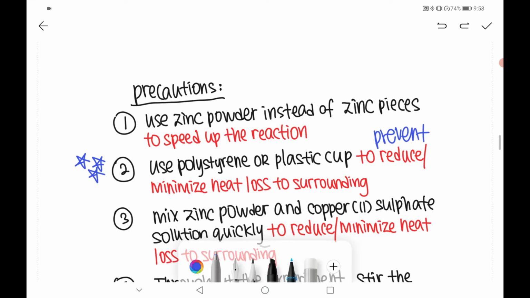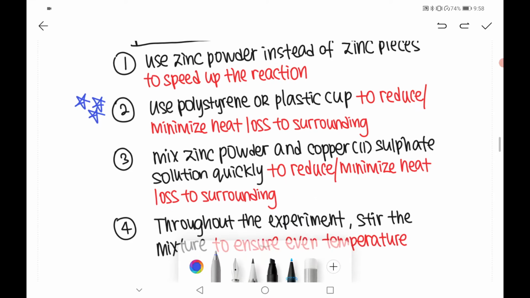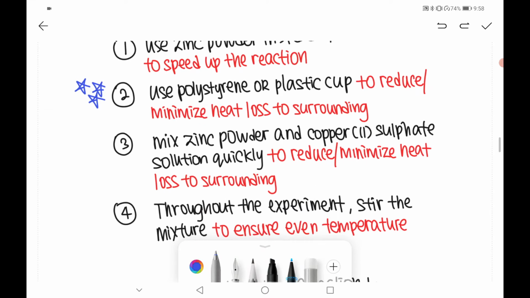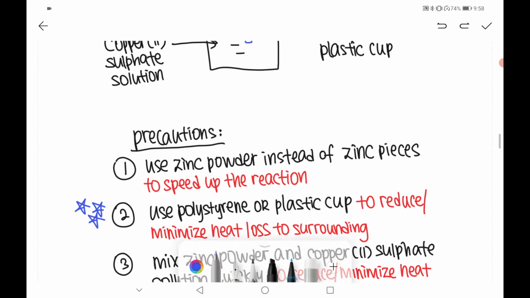So don't use the word prevent. There is no way we can prevent the heat loss. We cannot totally stop the heat from running away. We can only make it lesser, or we can minimize it. So please make sure you use the proper word, reduce or minimize. All right, next one.